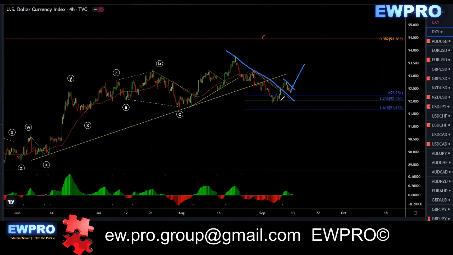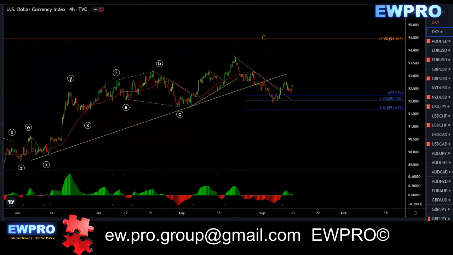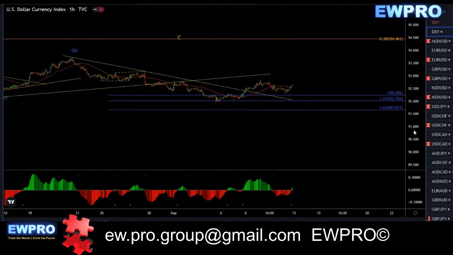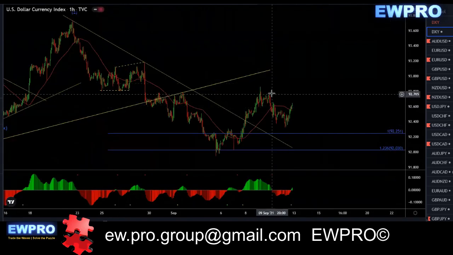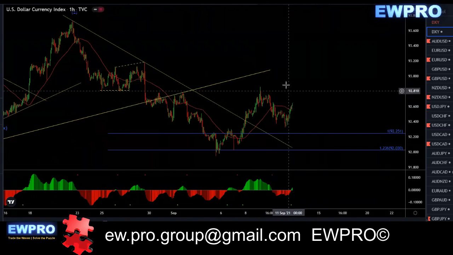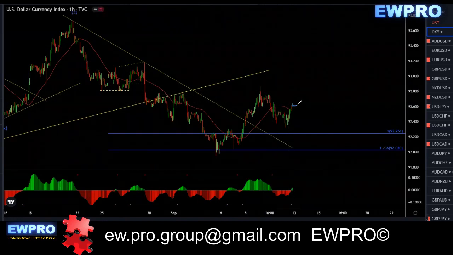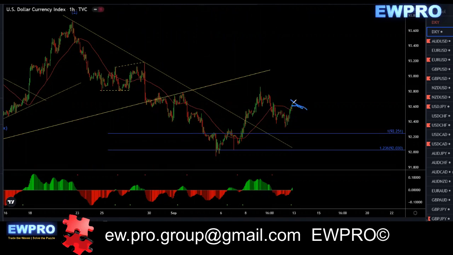Last week we were looking for a correction up in here. So yeah, if you get any bullish flag, look for the buy. If you get any bullish setup in here, look for that buy.